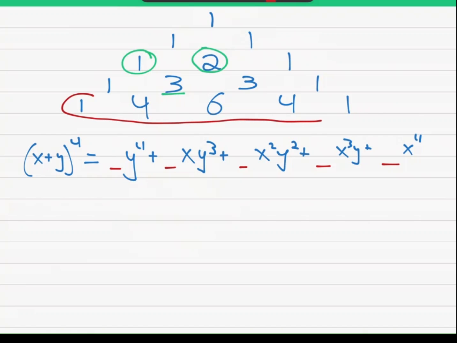So if I'm expanding something to the fourth, then I use the fourth row of Pascal's triangle, and there'll be 1 y to the fourth term. There will be 4 x y cubed terms. There'll be 6 x squared y squared. There will be 4 x cubed y terms, and there'll only be 1 x to the fourth. So that's what we mean by using Pascal's triangle.